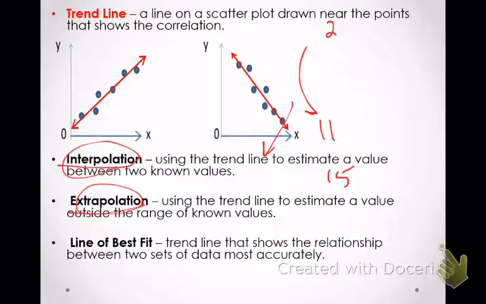Okay? Now, the last definition here: trend lines, you can pretty much draw anywhere you want. There is one and only one line of best fit. And that line of best fit is a trend line, and it shows the relationship the most accurately. It is the best fitting line to the data. Okay?